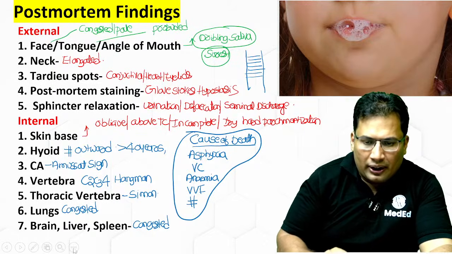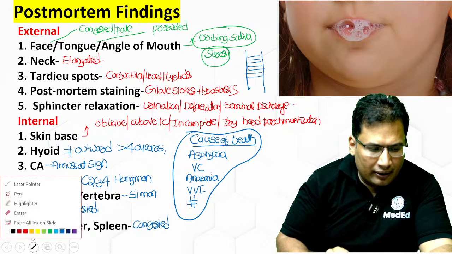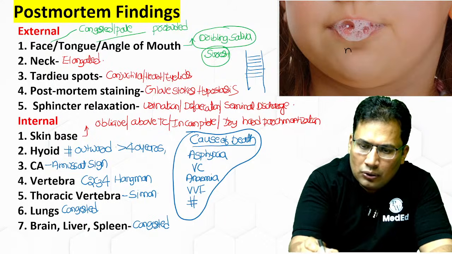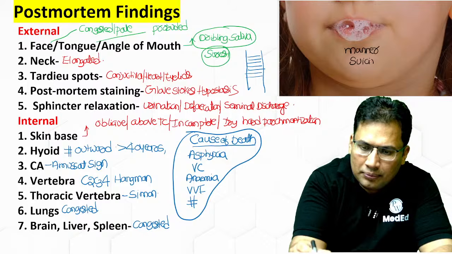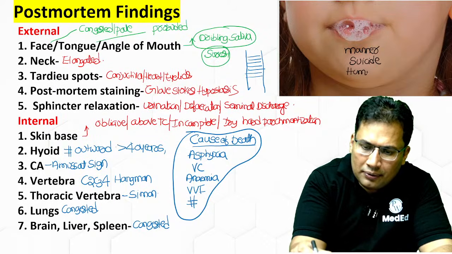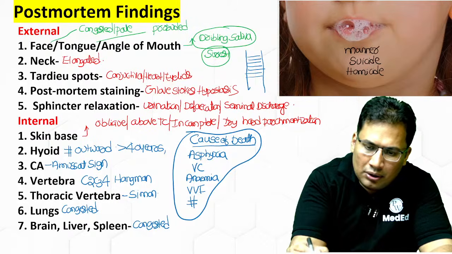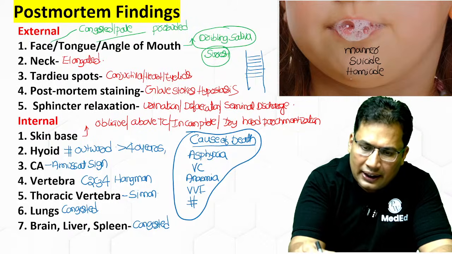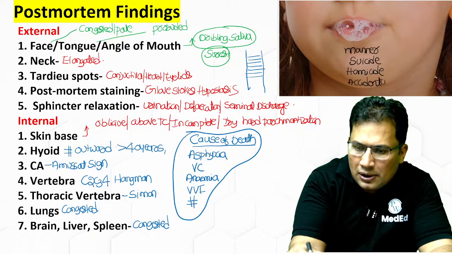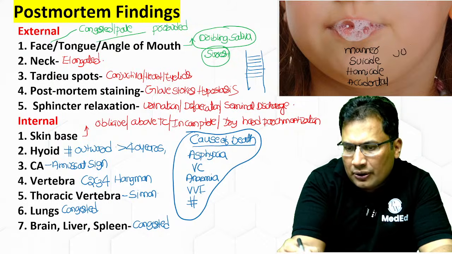Now, the manner. Manner is also important. You need to write manner in exam. What is the manner? Most common manner, suicide. Second most common can be homicide. Third most common, that is basically accidental. It can be judicial also.